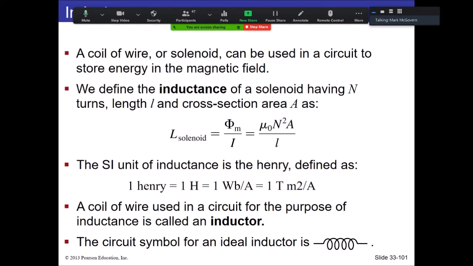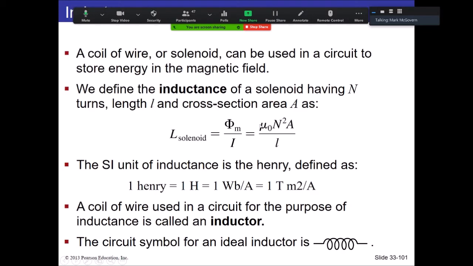So, now just like capacitance, this fraction here is a geometric factor, really. It's how many turns you have, the cross-sectional area of the solenoid, and the length of it. And there's nothing else in here that involves ideas of magnetic field or current, and that was true for the capacitor. It was a purely geometric factor.